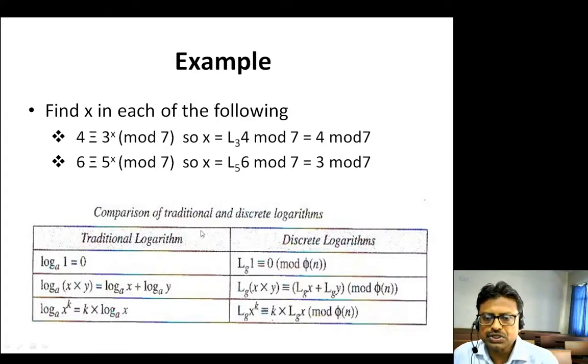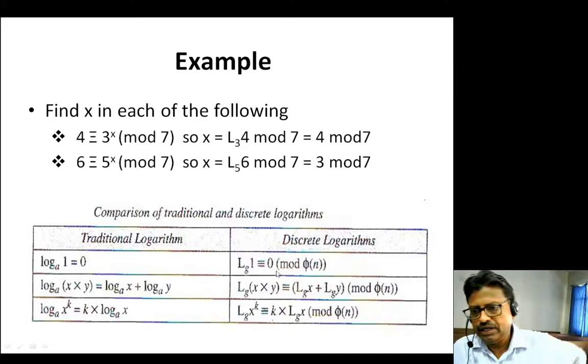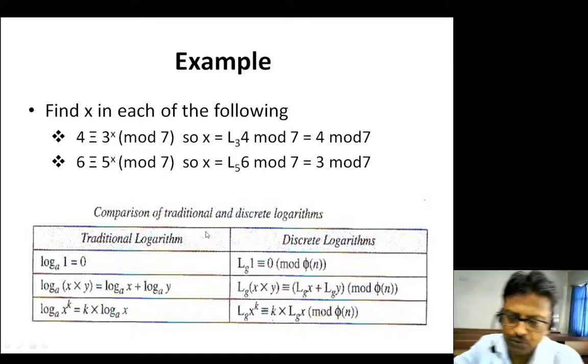So this is some comparison with the traditional logarithm. In traditional logarithm, log of 1 to any base is equal to 0, and in discrete logarithm also log of 1 with any base value is equal to 0. Log of x into y is equal to log x plus log y. Similarly in the discrete logarithm it is also the same, but the mod value is always given as φ(n). So the way we used to do in the traditional logarithm, the same is being used in the discrete logarithm.